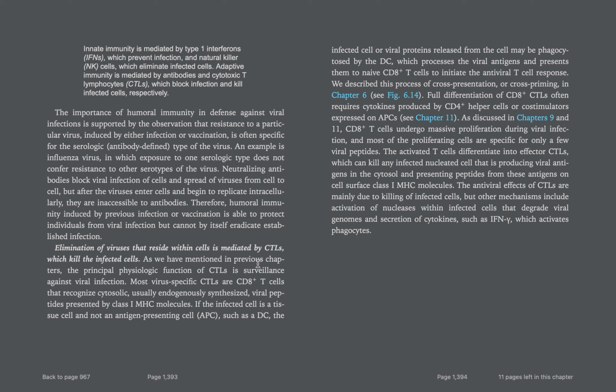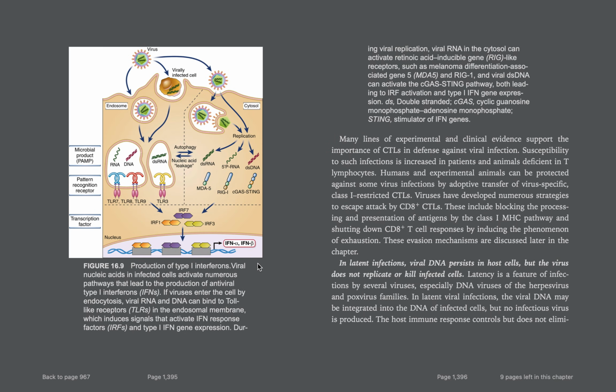The antiviral effect of cytotoxic T cells is mainly due to killing of infected cells, but other mechanisms include activation of nucleases within infected cells that degrade viral genomes and secretion of cytokines such as interferon gamma, which activate phagocytes. So this is the figure showing the production of type 1 interferon. Viral nucleic acid in infected cells activates numerous pathways that lead to the production of antiviral type 1 interferons.